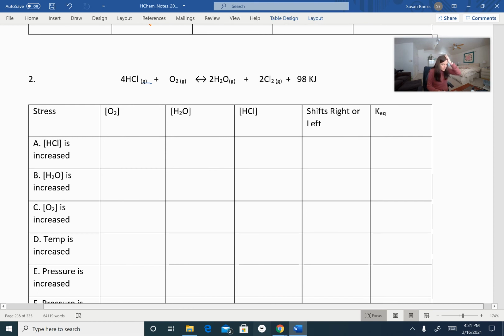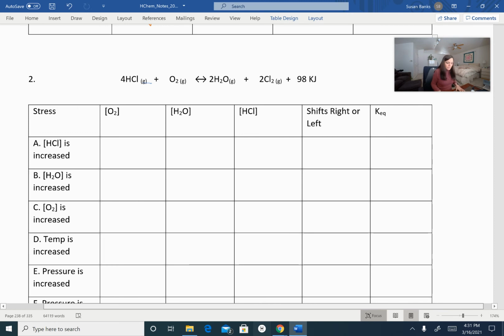So, and it looks like it's written as part of the equation. So I'm going to consider this exothermic. Okay, so I have hydrochloric acid reacting with oxygen, making water, 2 chlorines, and heat. So this is an exothermic reaction. Okay, so see what you can do.